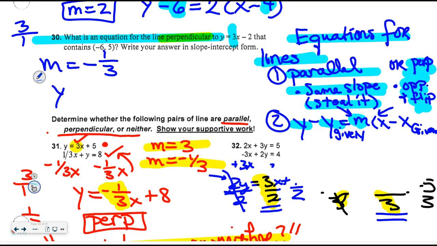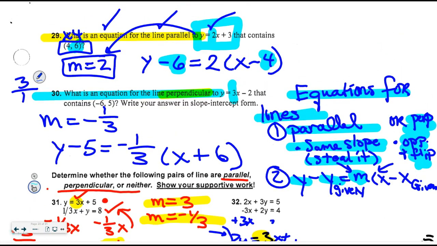So I go y minus the y I was given. What do you think is considered the y you were given? The 5. Yep, is equal to that slope that I didn't steal this time, because that's if it's parallel, right? Times the x minus the x I was given. And what's the x I was given? Yeah, so it'd be x minus -6, or x plus 6. What do you think?